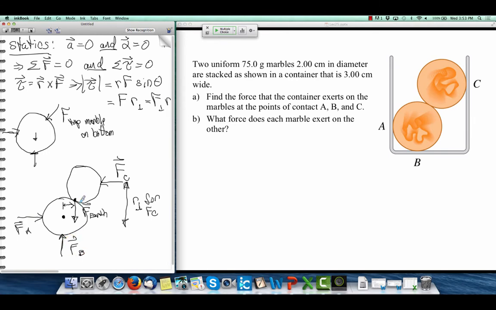FB, of course, has to be the force by the earth. So now you have all of those forces. And once you know FB, FA, and the force by the earth, then you can also automatically find the force by the second one on the first one, just by thinking of the lower one as your physical system.